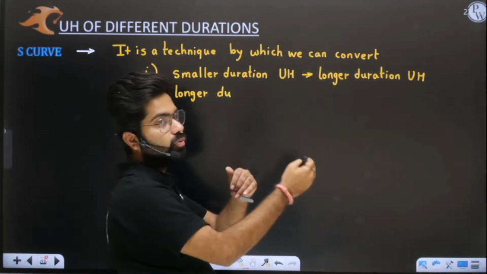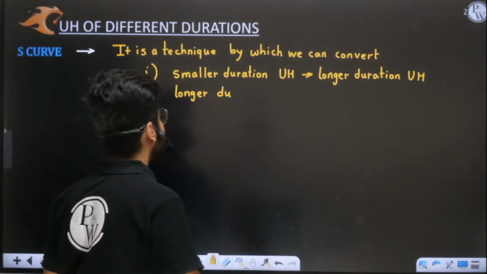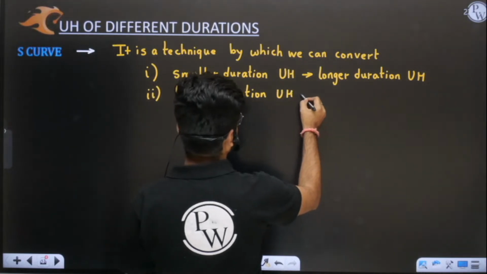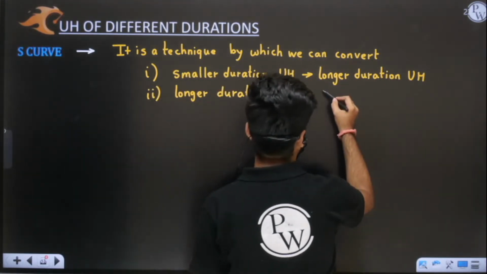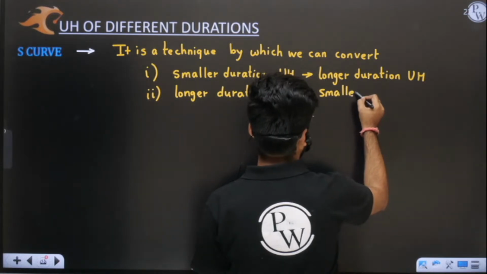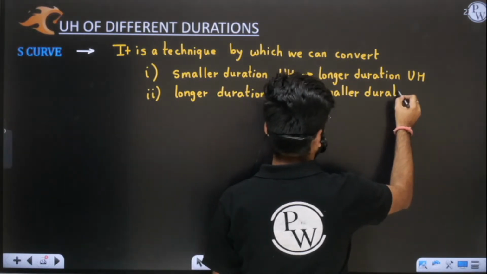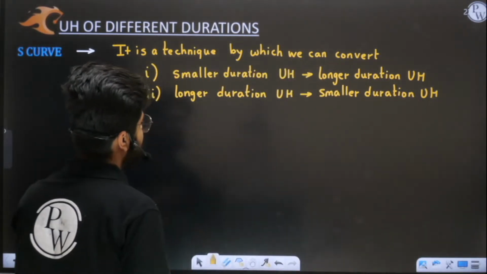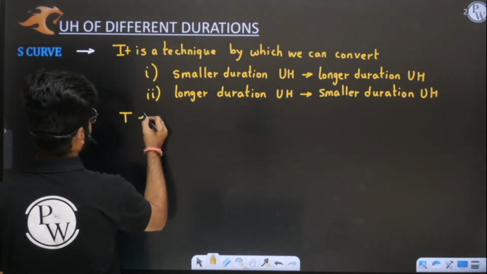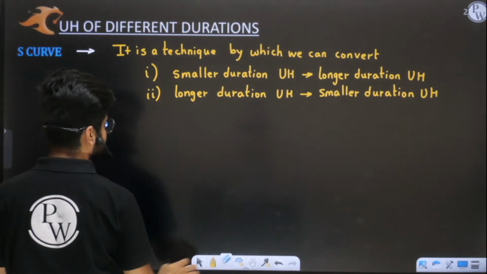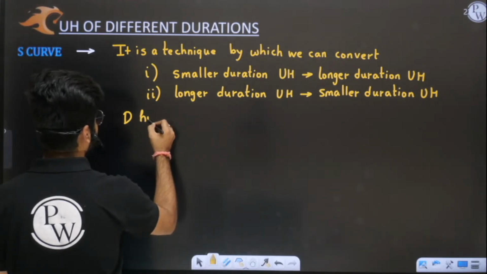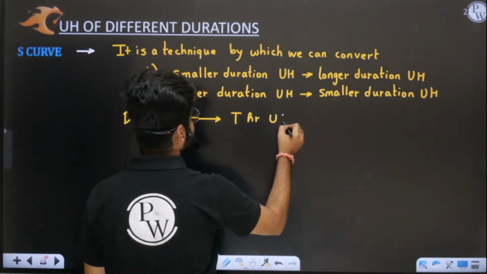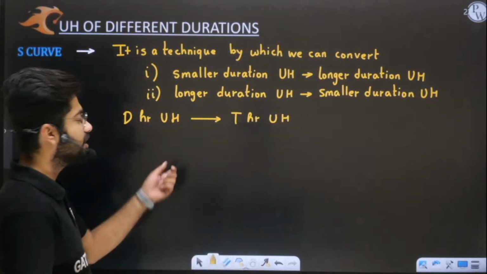I can convert 2 hour into 1 hour. I can convert 3 hour into 1 hour. I can convert a longer duration unit hydrograph into a smaller duration unit hydrograph. So both are possible. I can convert a dr unit hydrograph into tr, where it is not necessary that t is a multiple.